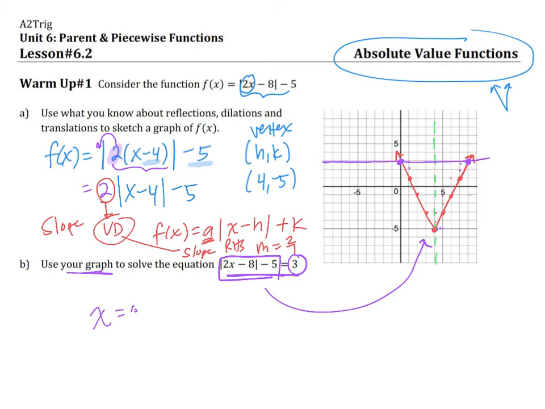Well, one of the values is 0, and the other value is 6, 7, 8, it's 8. So when will it have a y value of 3? It'll have a y value of 3 when x is equal to 0 and when x is equal to 8. And we used our graph.